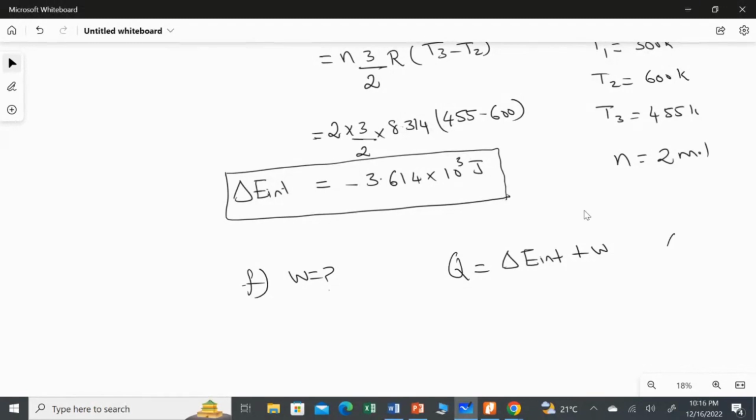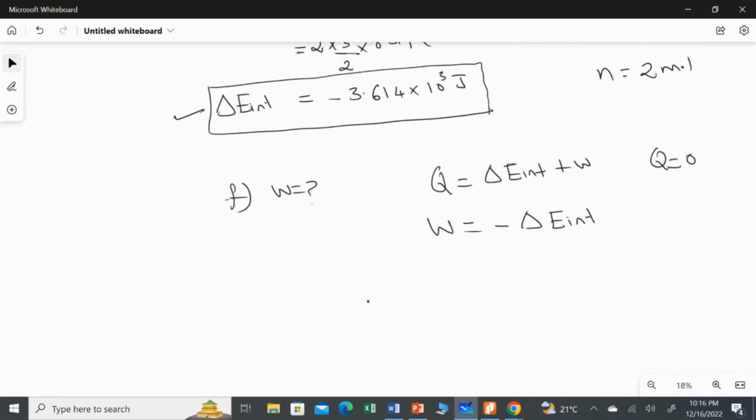And here it is a process, adiabatic process. So Q equal to 0. When you substitute Q equal to 0, what will come? Your work done is equal to negative of change in internal energy, right? As we already found the answer for change in internal energy in the previous part, so I am going to take the answer and substitute here. So what will happen? The answer for the F part will be very easy.